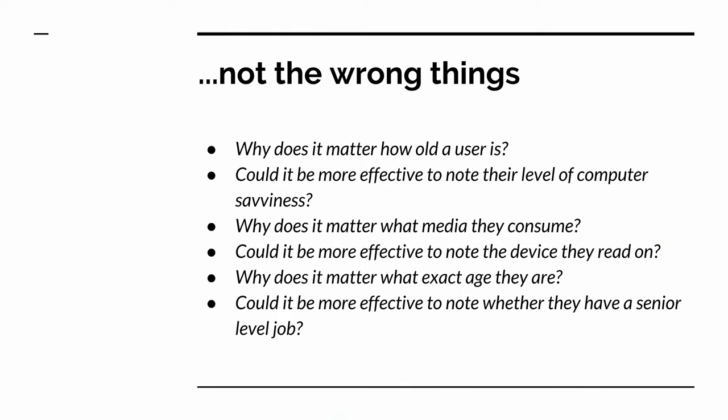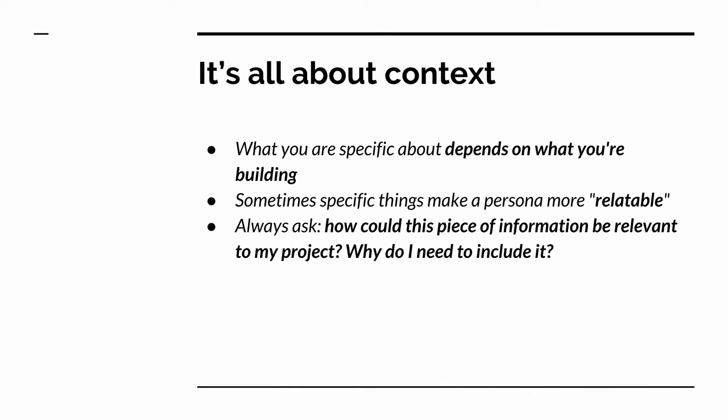You often get personas that have irrelevant information in them, and it really distracts from the focus. Fundamentally, it's all about context. What you're building is really the goal of the project. It always comes back to that, so what you're specific about comes back to that goal. Adding details about the person's life, their dog and their car, might make them seem more relatable and more real, and that's true. But you really want to ask yourself, how could this piece of information be relevant to my project? And why do I need to include it in this persona? Because we don't have all the time in the world to make these things. We just want to make them effective for the project that we're trying to do.